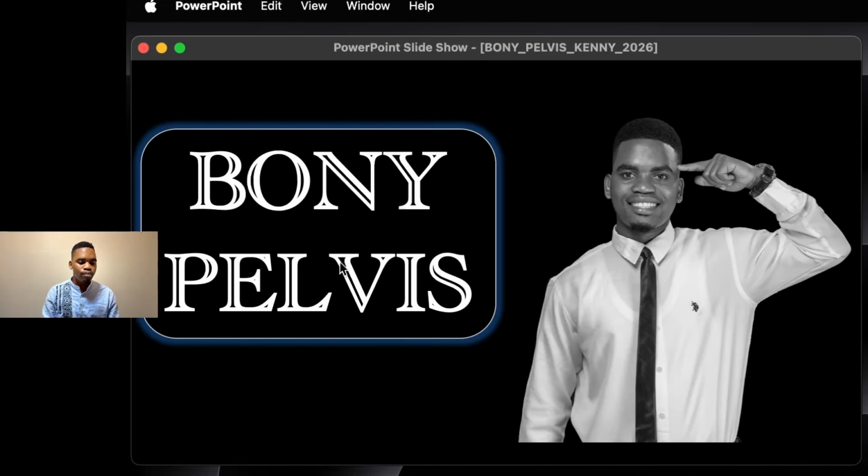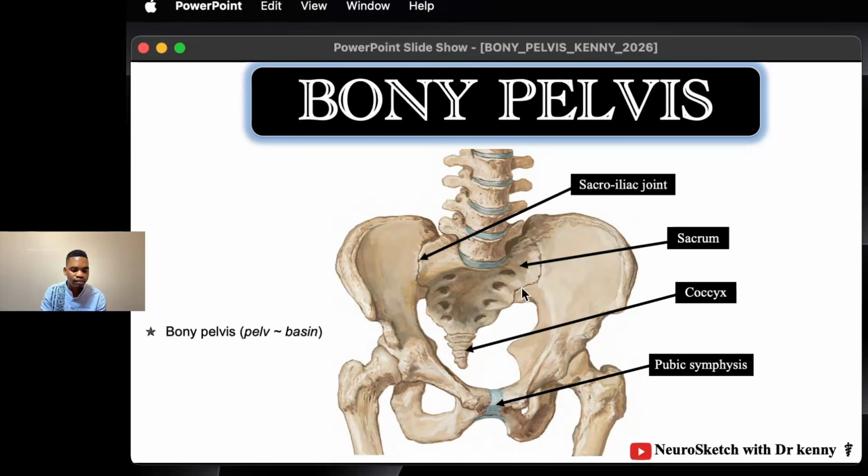Today we're going to talk about the bony pelvis. The bony pelvis is a ring of bone which is formed by four bones. Four bones are coming together to form the bony pelvis. What are they? You have two pelvic bones, the right pelvic bone and the left. You have the sacrum and coccyx. Together they form the bony pelvis. And actually the word pelvis means basin.